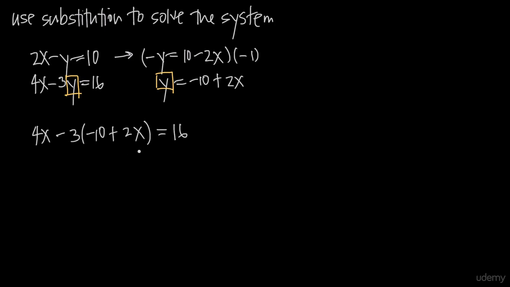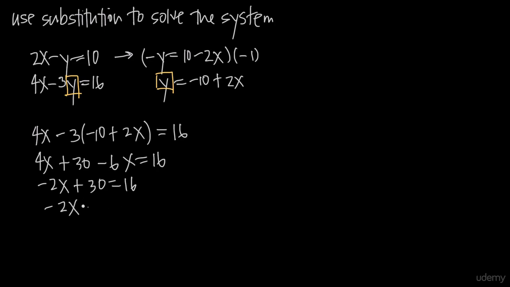Now we just need to simplify this equation and solve it for x. So we'll get 4x, -3 times a -10 is a positive 30. -3 times 2x is a -6x, equal to 16. We'll collect like terms and say 4x minus 6x is a -2x, so -2x plus 30 equals 16. Subtracting 30 from both sides, we're going to end up with -2x equals -14, and then dividing both sides by -2, we'll just be left with x is equal to -14 over -2, which is positive 7.